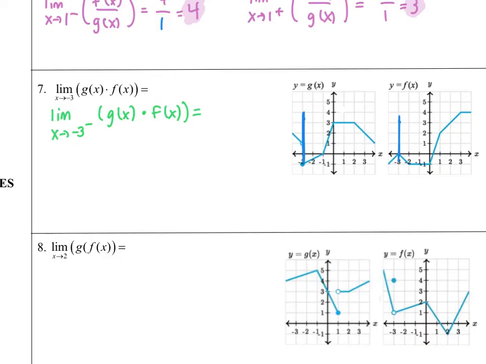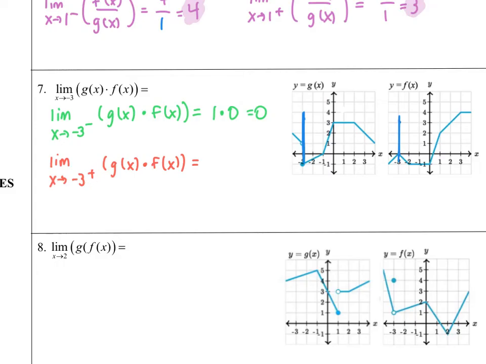The limit as x approaches -3 from the left on the graph of g is 1. So it's 1 times, and as I approach -3 on the graph of f, I'm hitting 0. So this is 1 times 0, which is just 0. And now I need to consider my right-hand limit. So now x is going to be approaching -3 from the right.